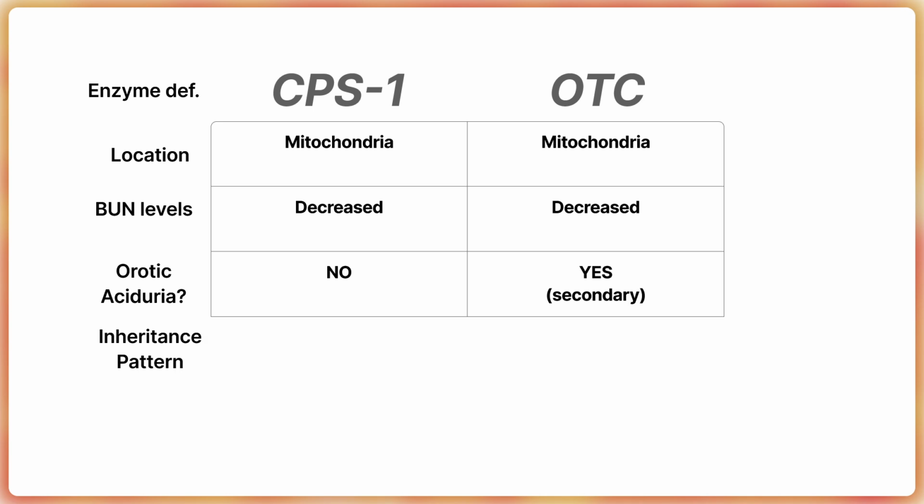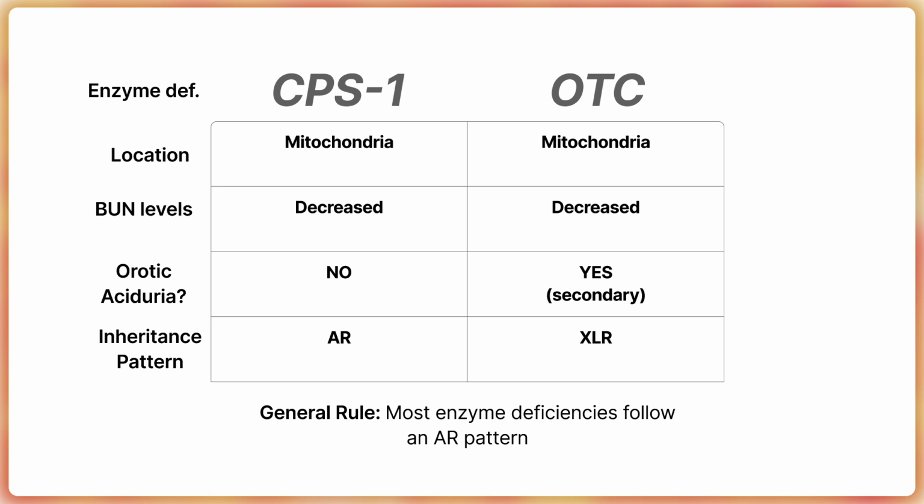In genetics, I want you to know that it's a general rule that most enzyme deficiencies follow an autosomal recessive inheritance pattern, and this is true for CPS-1 deficiency. However, OTC deficiency is an exception to this rule. It follows an X-linked recessive inheritance pattern. Because this is an exception to the general rule, this makes OTC's inheritance pattern an extremely high-yield detail to remember.